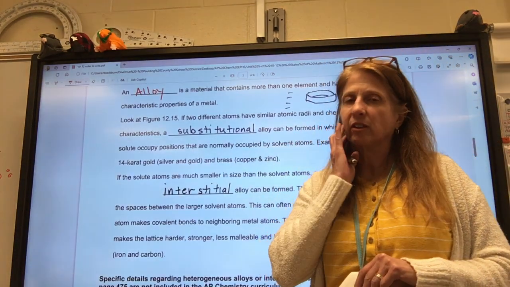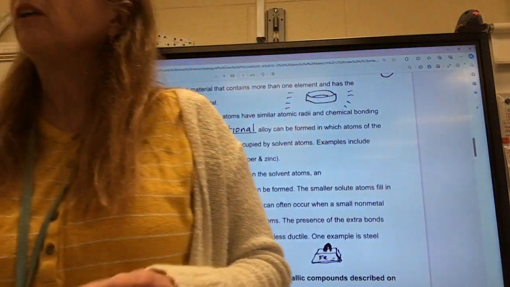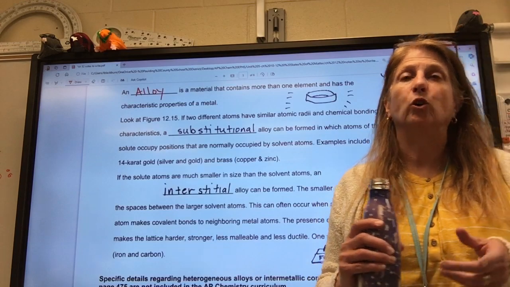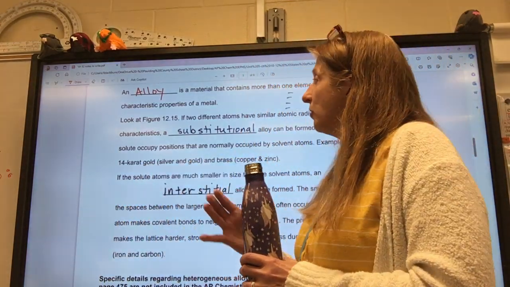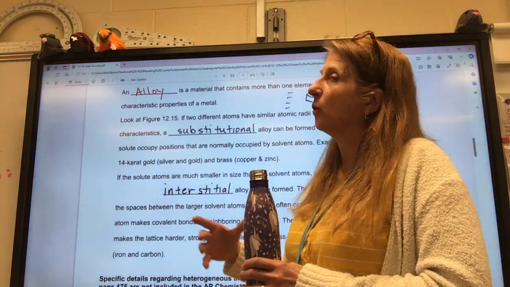Okay, so let me translate this for you. You melt these metals. They're hot and liquid. You mix them together. They cool, and you get a new alloy. So example is 14 karat gold. That's not pure gold. It's a mixture of gold and silver.